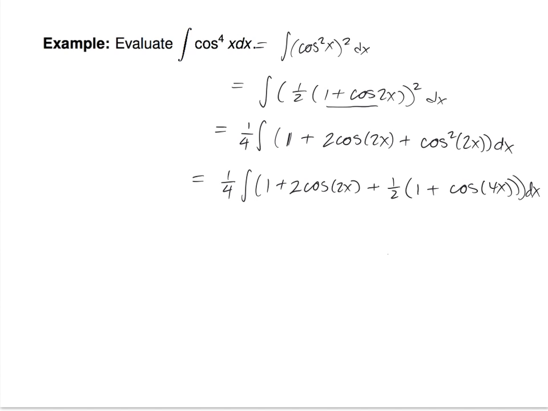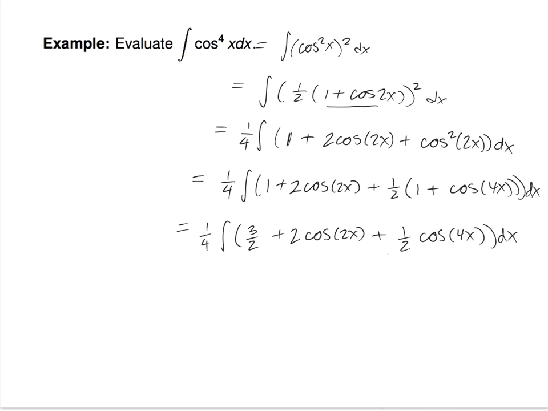Okay. And before we anti-differentiate, let's distribute the 1/2 and combine like terms. So doing so, we have 1/4 out in front, integral, how much constant? 3/2. I think you meant 3/2, or 1.5, yep. Plus 2 cosine 2x plus what's the last term? Cosine 4x over 2. Great. Or 1/2 cosine 4x, same thing.